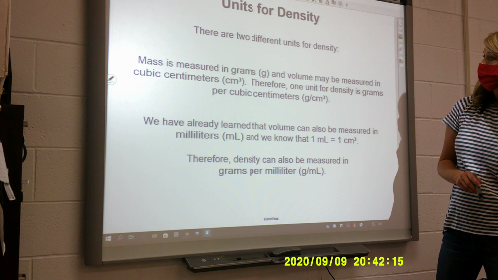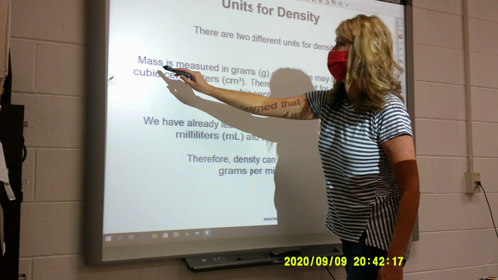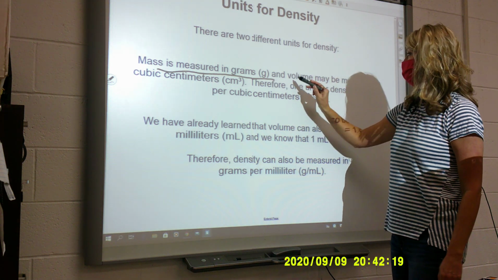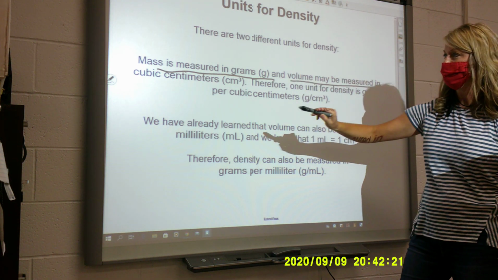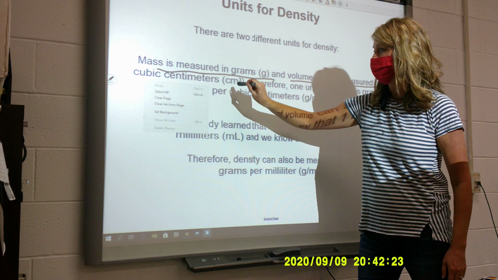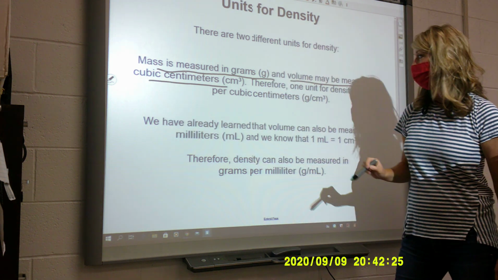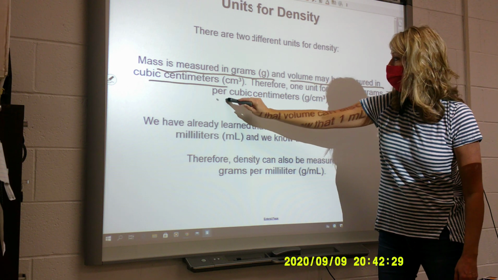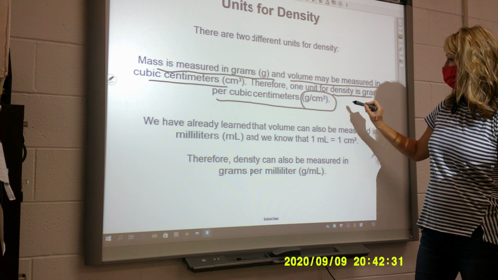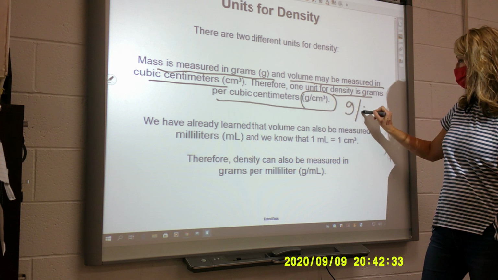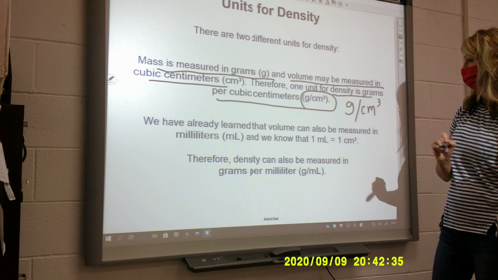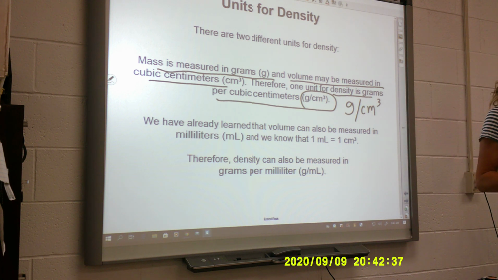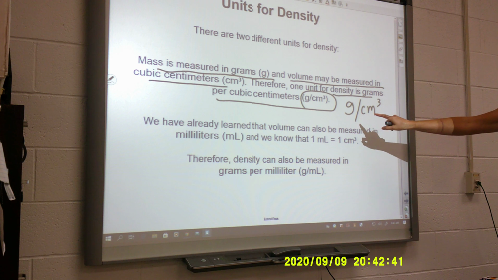There are two different units for density. Mass is measured in grams. Volume may be measured in cubic centimeters. Therefore, one unit for density is grams per cubic centimeter. That is the unit for density. Anytime you write a density answer, you need to write grams per cubic centimeter out to the side.